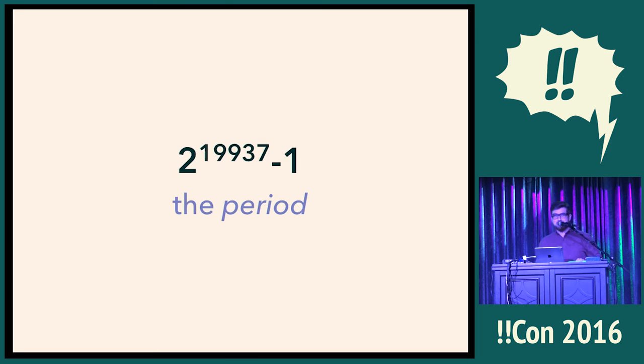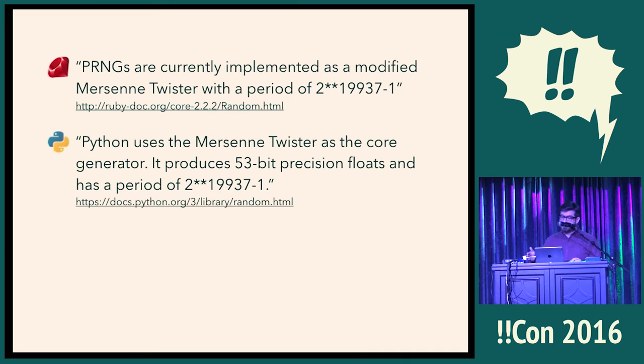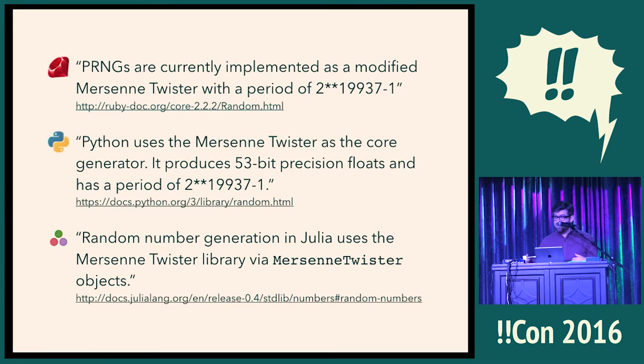This is one of those bigger than the number of atoms in the universe numbers that people just casually toss around. And of course, the twister doesn't hold them in memory all at once, and so that's the balancing act of a PRNG. It's period length, memory footprint, quality of results, and time. And different algorithms make different trade-offs. The Mersenne twister is the algorithm behind the random functions in a lot of programming languages, so Ruby, Python, Julia, to name just a few.